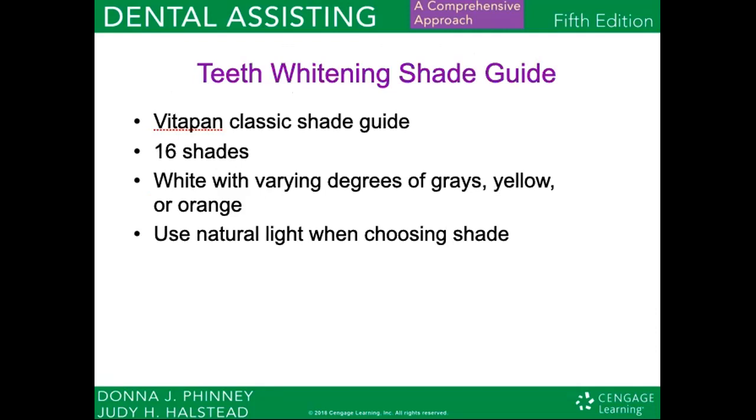The most common tooth whitening shade guide is the VitaPan Classic Shade Guide. It has 16 shades, and they are all pretty much white with varying degrees of grays, yellows, or orange. And you have to remember to use natural light when choosing a shade.